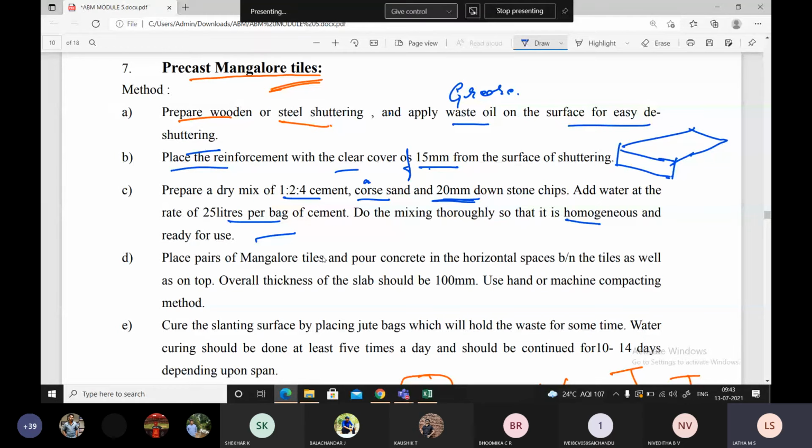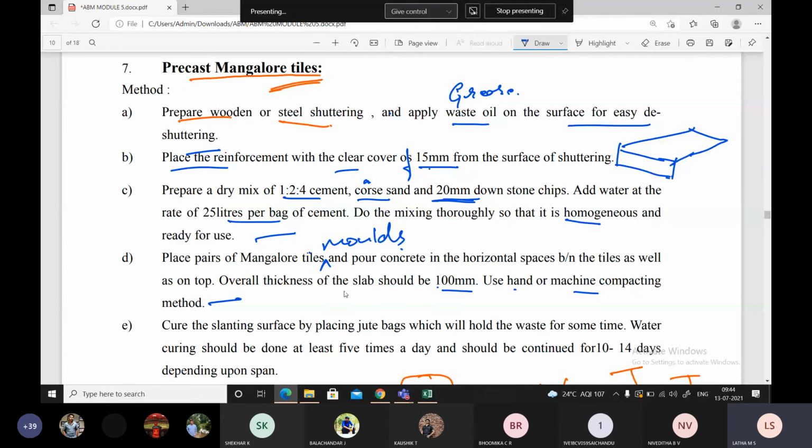Place pairs of Mangalore tile molds and pour concrete in the horizontal space between the tiles as well as on the top. Overall thickness should be 100 mm. Use hand or machine compacting method. So you can just compact it. Mild compaction is required, because on vibration the concrete will spread throughout. So the overall thickness of the slab should be 100 mm.